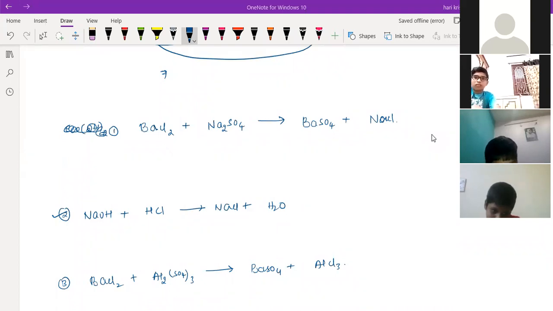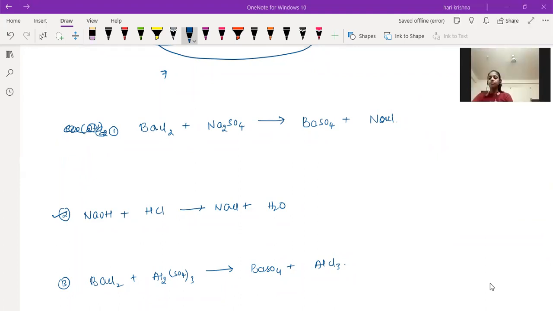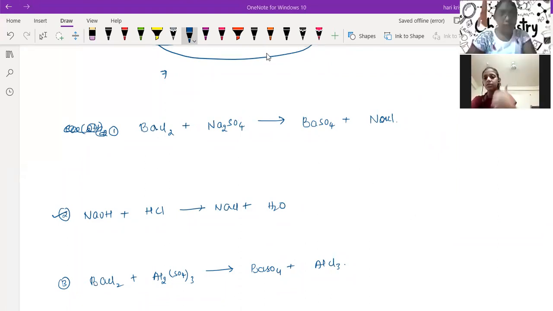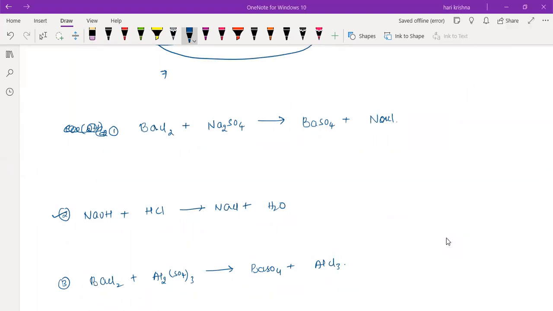It is also a part of chemistry. Remaining people, don't feel like they are discussing something else. It is also a chemistry topic only. The main chemistry topic is this only: balancing concepts and all, chemical formulas, chemical equations. One by one we'll study. Okay, don't worry. You also try to learn this one. If you have any doubts, you can ask me.